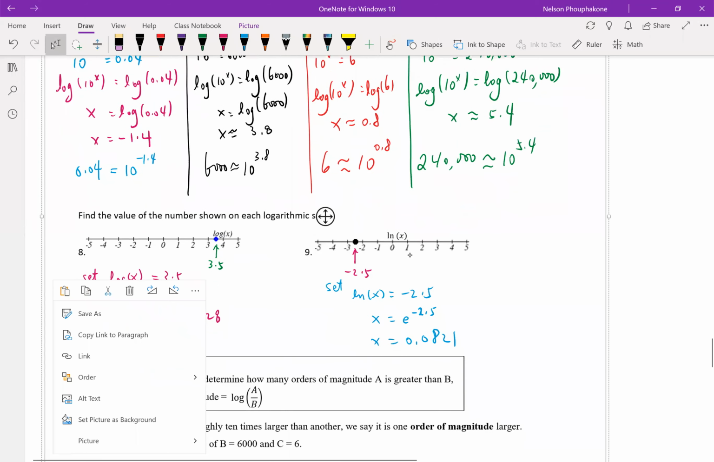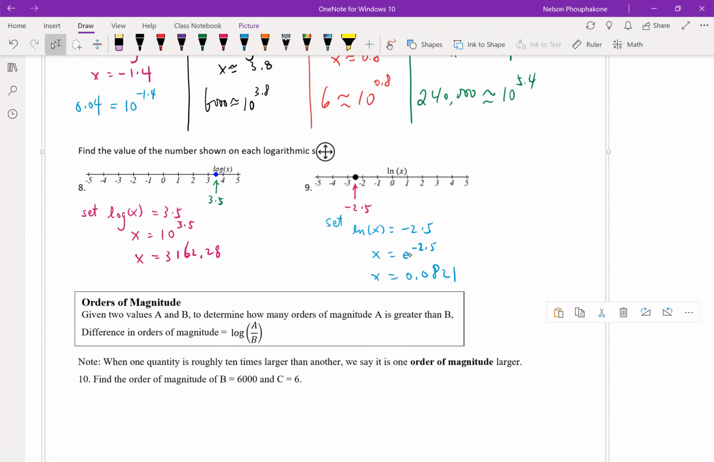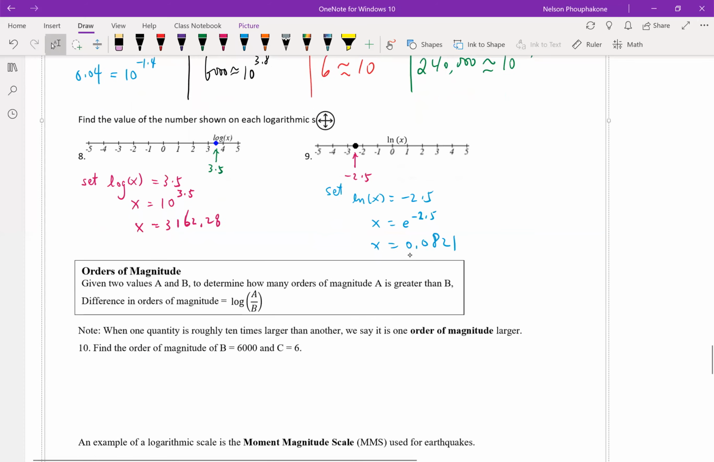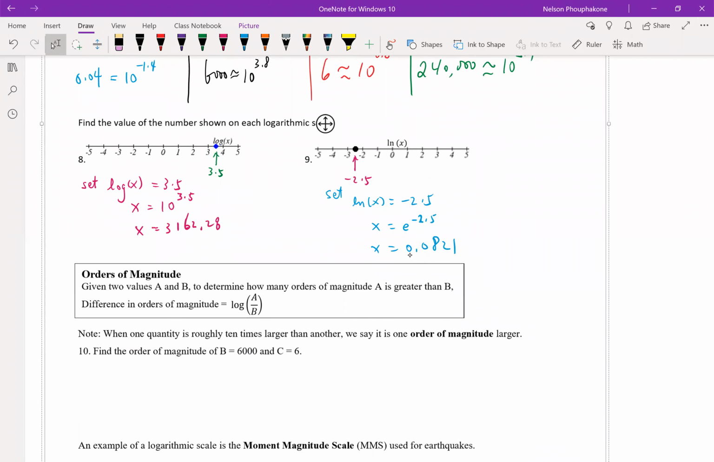Okay, so now I would like to talk about the order of magnitude. Given two values A and B, to determine how many orders of magnitude A is greater than B, we could use this formula. The difference in orders of magnitude is equal to log of A over B. Now remember, in order to work with this formula, we have to make sure that A must be greater than B.